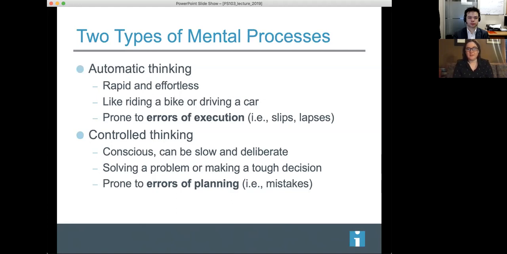And it's prone to errors of execution, as in slips or lapses. You forget to do something that you had intended to do or needed to do, but because it's something that you do every day. Controlled thinking is conscious and slow and deliberate. So it's solving a problem or making a tough decision. And it's prone to errors of planning. So that's the mistake, where it could be a lack of knowledge not allowing you to get to the bottom of the problem. Hope that all makes sense.